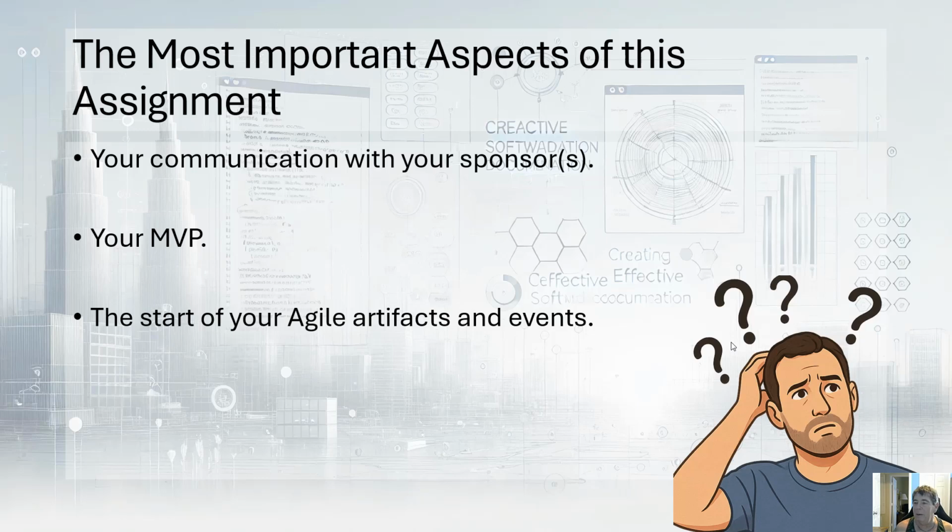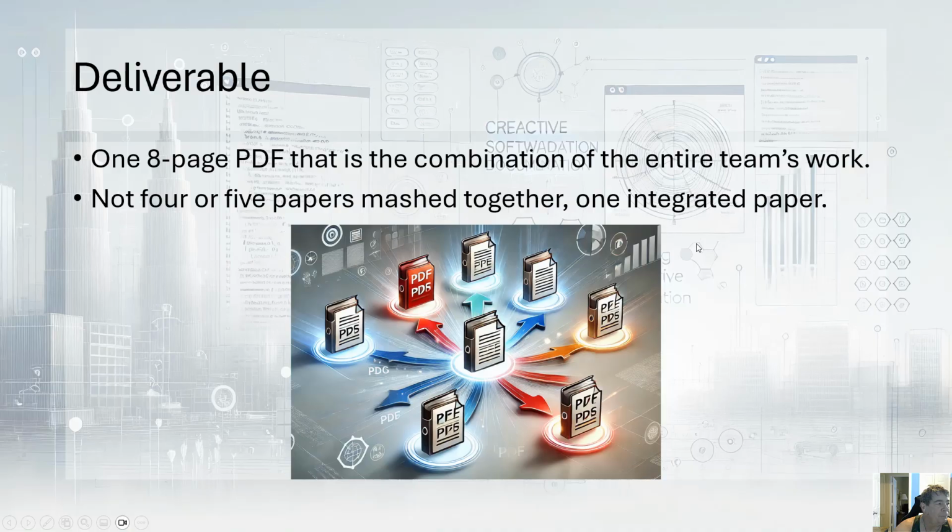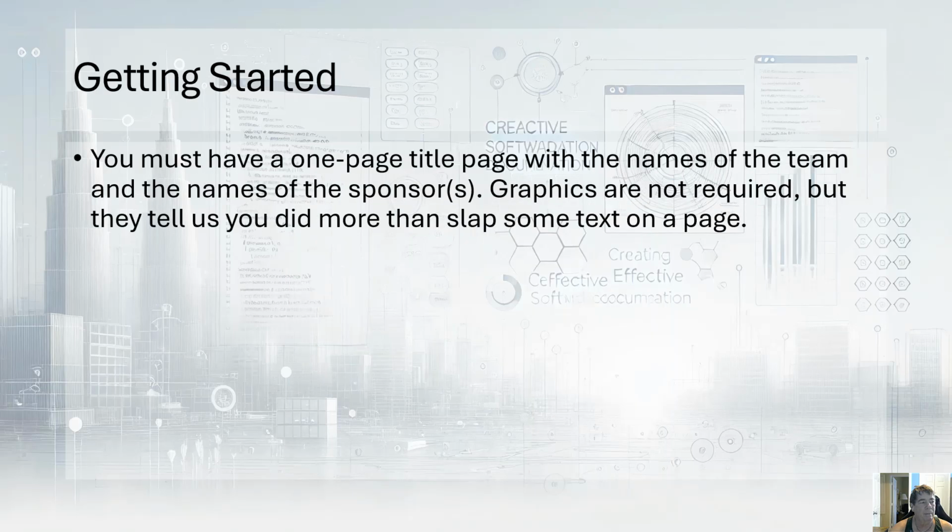We'd like your MVP. We know that at this point it's still evolving, but we want to know what you have. And we want to know that you have actually started Agile. And so we want to sort of check in on the Agile artifacts and events. So you're going to turn in a single document, a PDF, where everybody puts their stuff together. It's just got to be 8 pages.